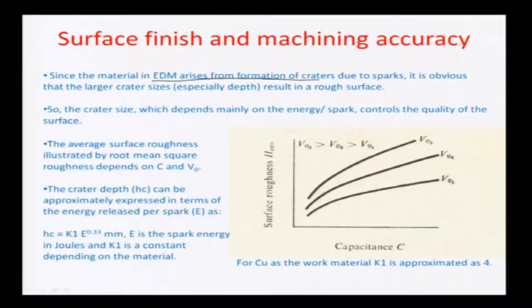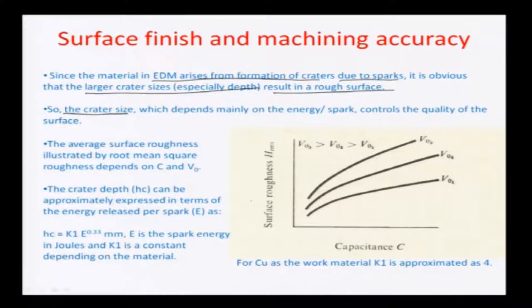So as you know, material removal in EDM arises from the formation of craters due to sparks. Essentially it is obvious that larger crater sizes, especially crater depth, result in rough surfaces. As we talked about before regarding thermal energy and the depth of the melting temperature reached in a crater, if that depth is higher, the roughness would go up, and vice versa, because you will have a deeper crater and crater-by-crater removal of material over the whole surface.